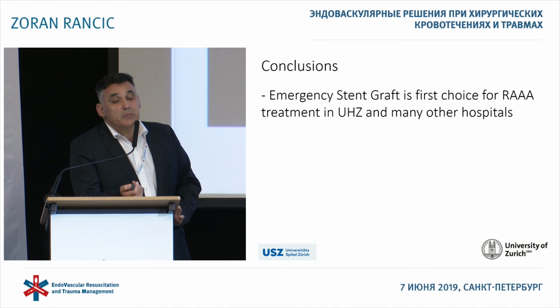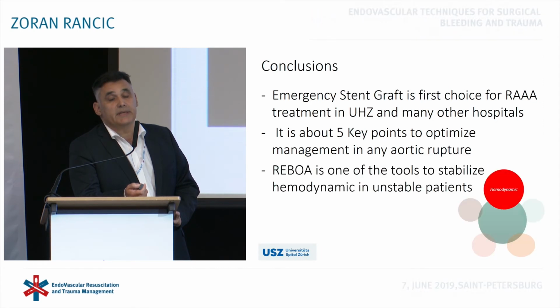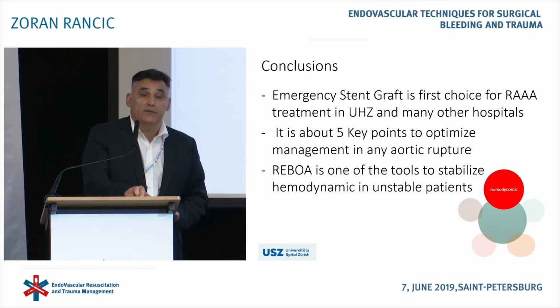In conclusion, emergency stent graft is first choice for rupture AAA in our hospital and many other hospitals. It's about 5 key points to optimize management, and REBO is only one of these tools.